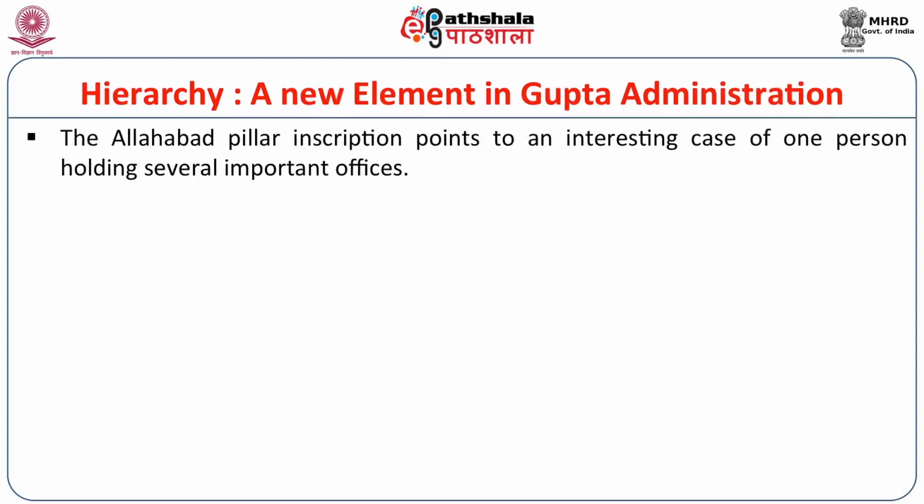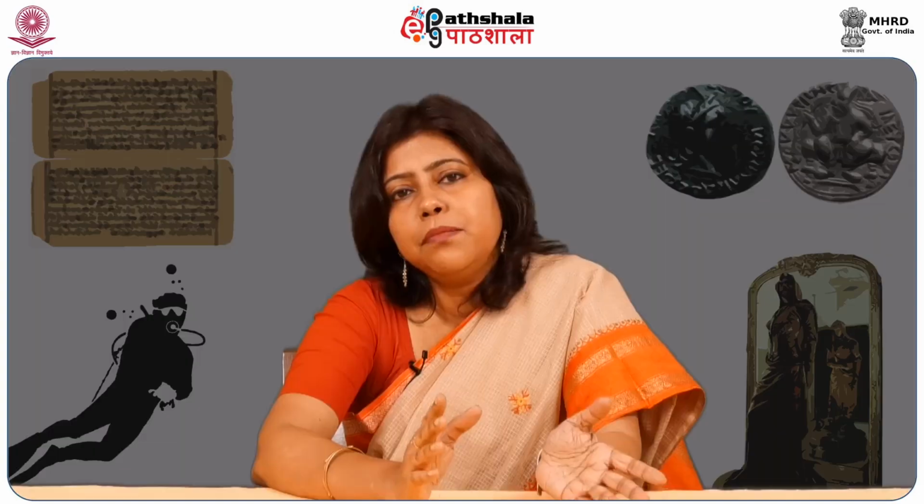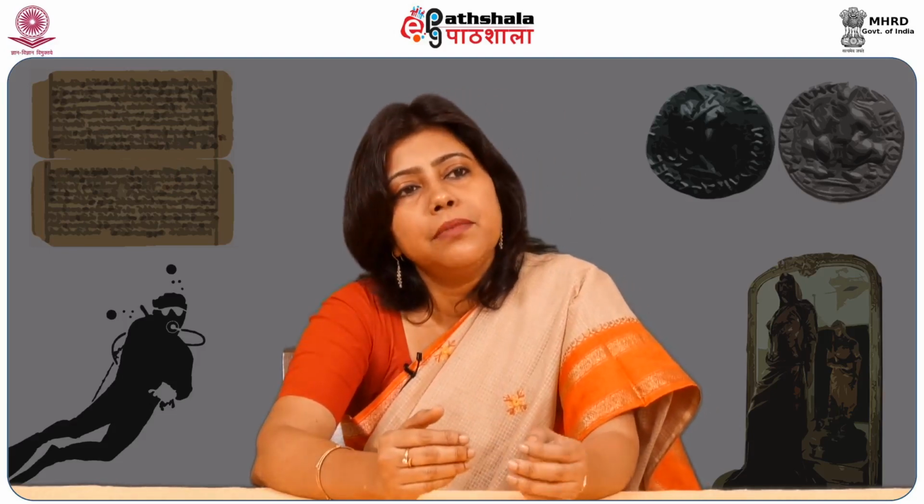Now, the Allahabad pillar inscription points to an interesting case of one person. Who is that person? He is Harisena. He held several important offices. This Harisena, the poet composer of the Prashasti, was a Kumaramatya. Who were the Kumaramatyas? As we have already discussed, they were probably princes of royal blood, or they may not at all belong to the royal family, but they were entrusted with the local administration. He was again a Sandhi Vigrahika, that is, he was again a minister for peace and war, which is a very important post, and he was again a Mahadandanayaka, that is, he was associated with the army.